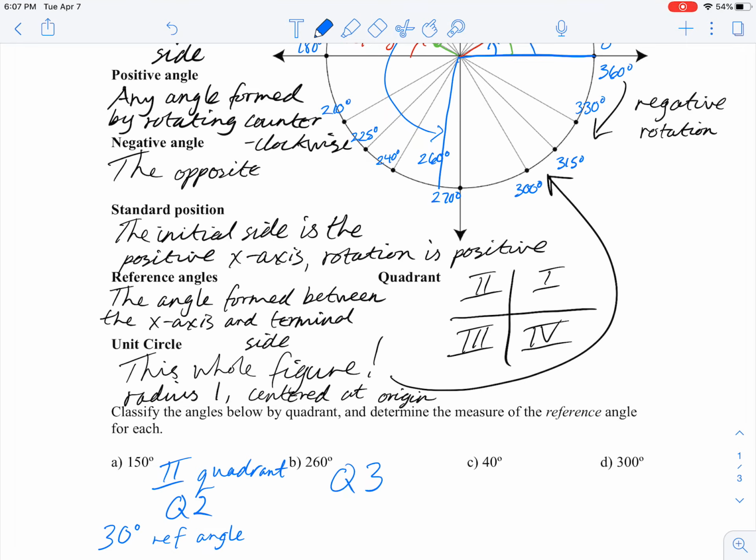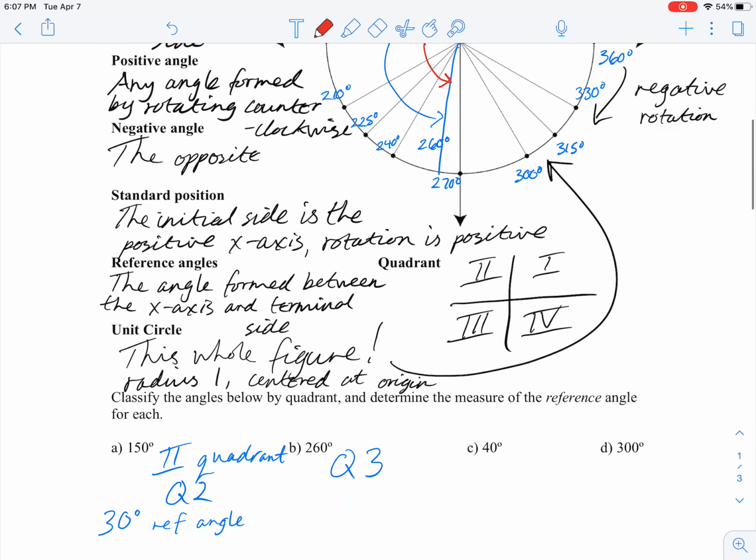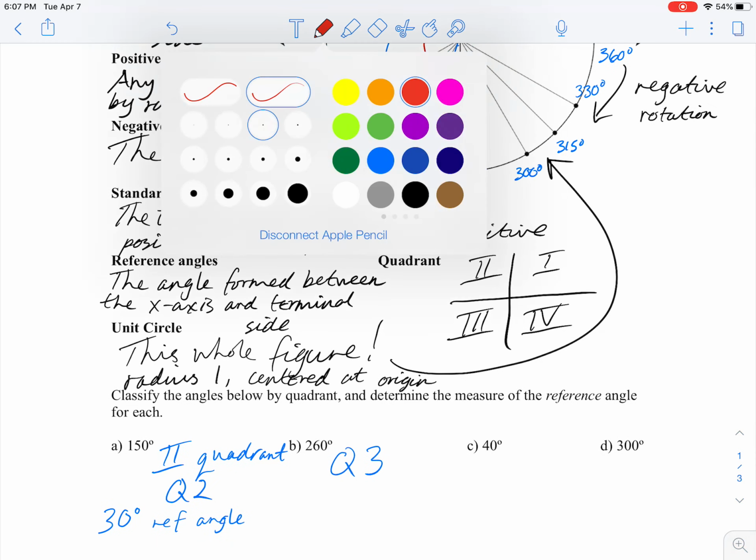The next question is, what's the reference angle? And if we do 260 minus 180, remember we are looking for the angle measured back, or the angle measured from the x-axis. 260 minus 180 gives us 80 degrees.